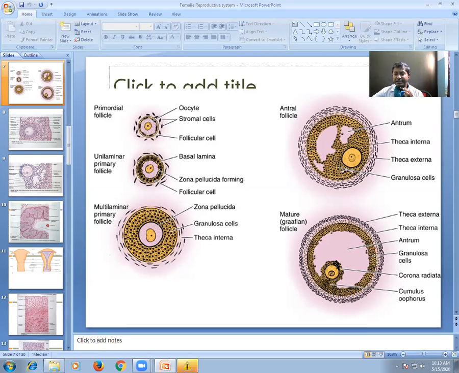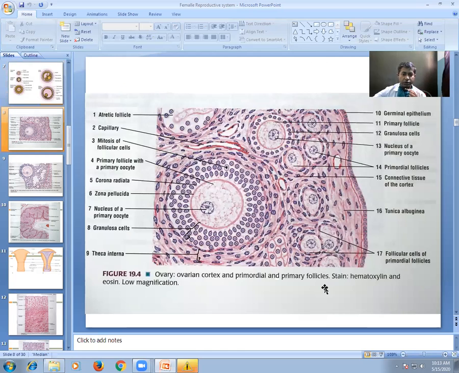Towards the cavity, these cells are known as the corona radiata, and towards the periphery, it is known as the cumulus oophorus. So these are the various cells starting from the primordial follicle up to the mature graafian follicle. These are the cells which are seen in the cortex, whereas the medulla consists of arteries and veins which are supplying the ovary.